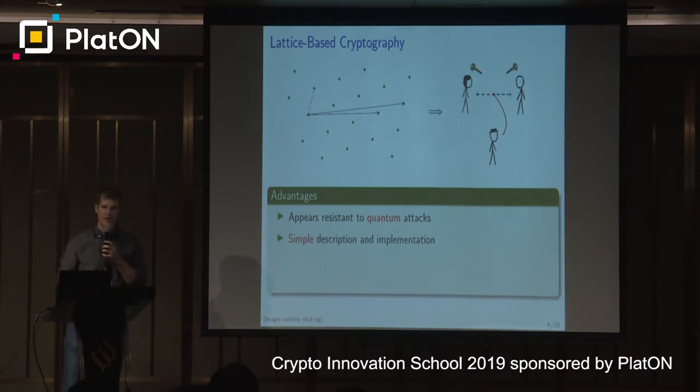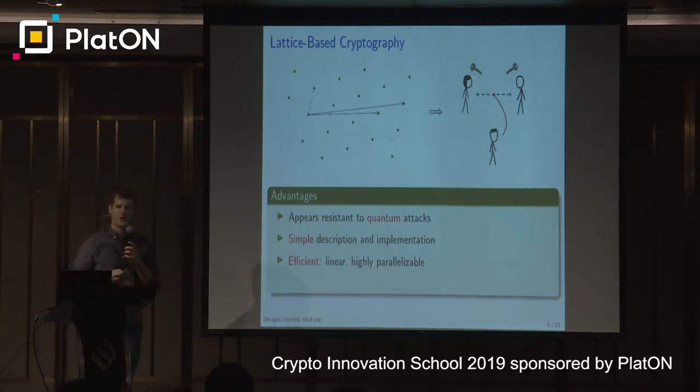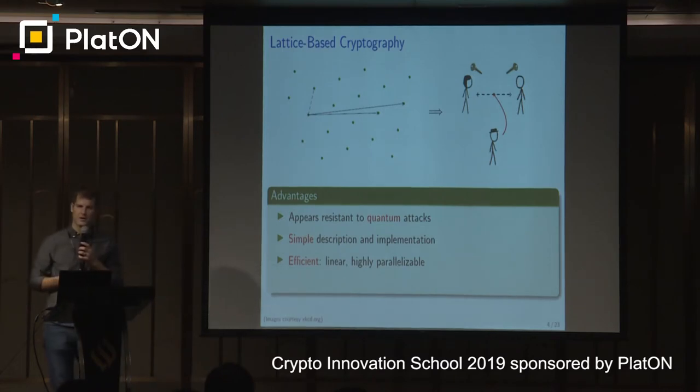A second reason is that the crypto systems that we build from lattices often are very simple to describe and to implement. They have very simple kinds of operations. Rather than working with very large numbers, very large moduli or large primes, they work with very small numbers and are highly parallelizable and involve linear operations. So these are highly efficient crypto systems in many cases that we obtain from lattices.